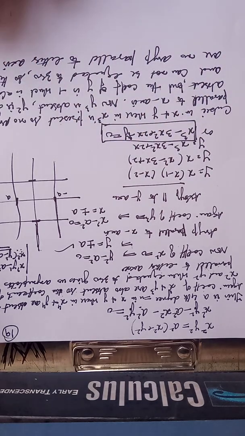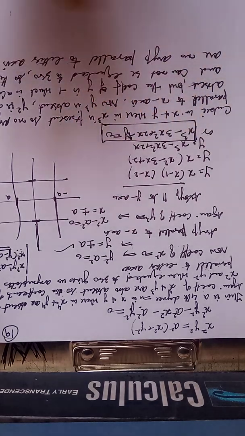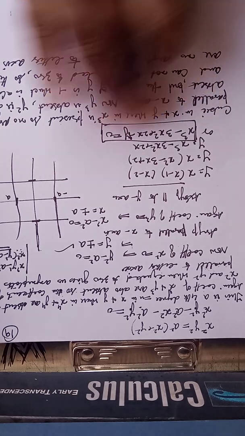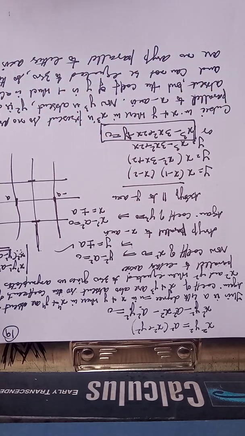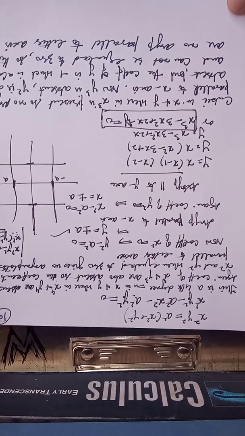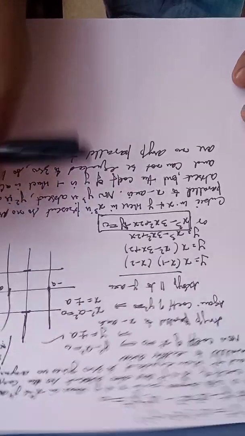This may contain asymptotes that are not parallel, oblique asymptotes. That will be told to you, how to find those oblique asymptotes.